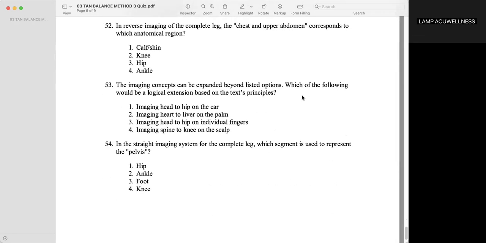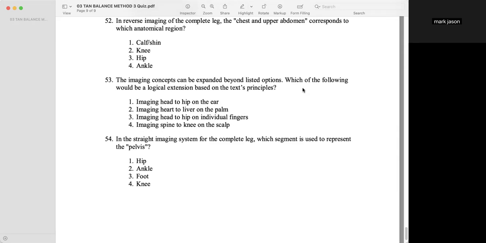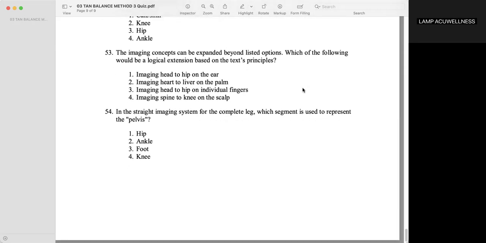The imaging concepts can be expanded beyond listed options. Which of the following would be a logical extension based on the text principles? Imaging head to hip on individual fingers. In the straight imaging system for the complete leg, which segment is used to represent the pelvis?